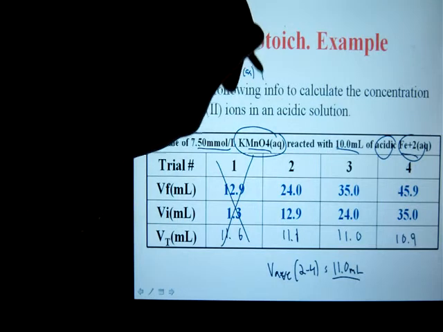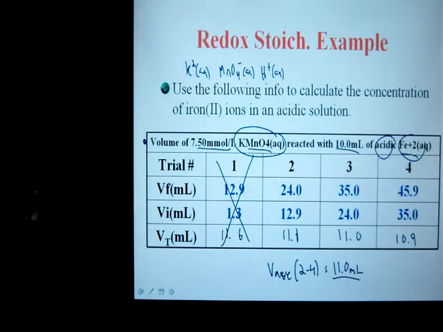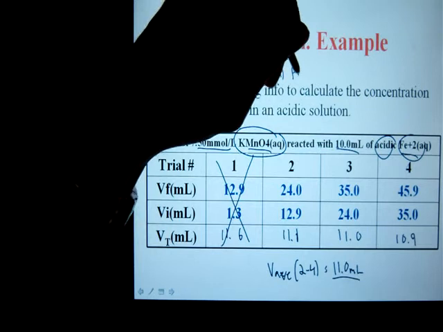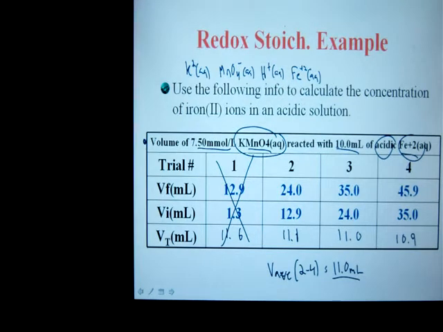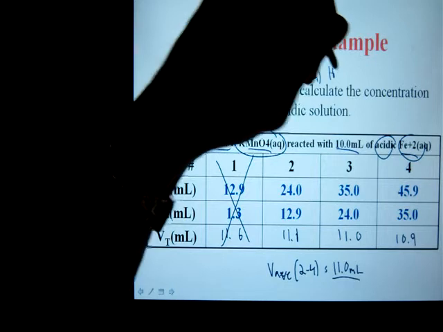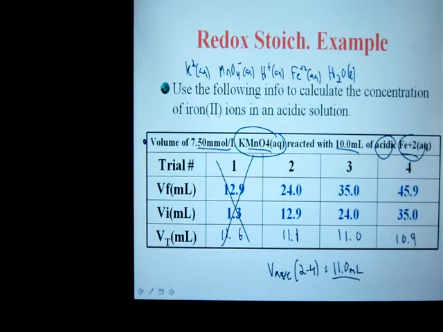It says it's an acidic solution, which means it has H+. If it was basic, I would be incorporating hydroxide into there. Then I have iron 2. One of those metal ions, it's on both sides, and most times when you see redox stoich, you're going to have a metal ion as your SRA. It's a pretty good giveaway. Okay, so those are all my entities.